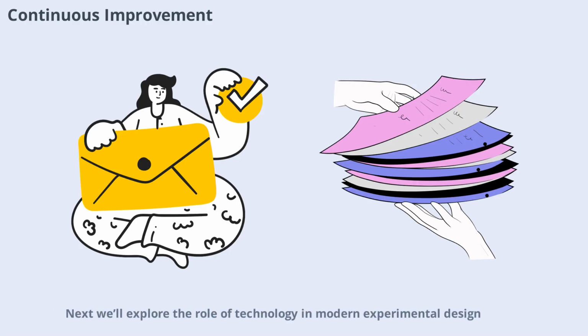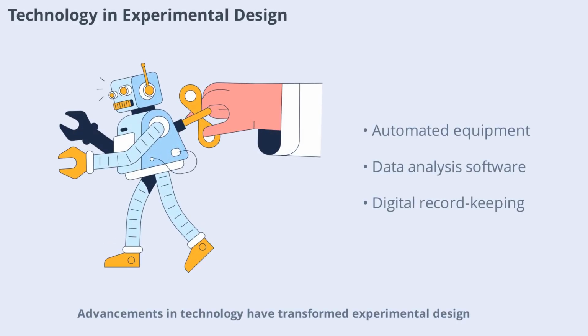Next, we'll explore the role of technology in modern experimental design. Advancements in technology have transformed experimental design. Automated equipment, data analysis software, and digital record-keeping streamline the research process. Technology enables more precise measurements, faster data collection, and improved accuracy. Staying updated with the latest tools can give researchers a significant advantage.